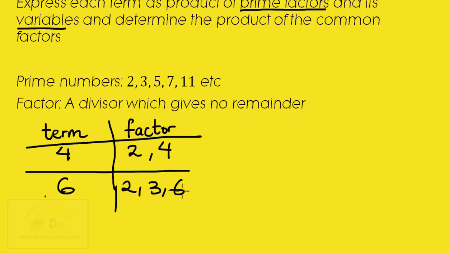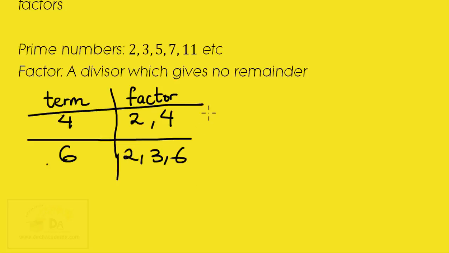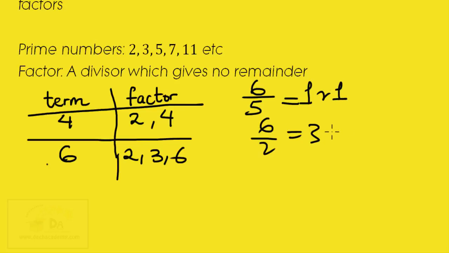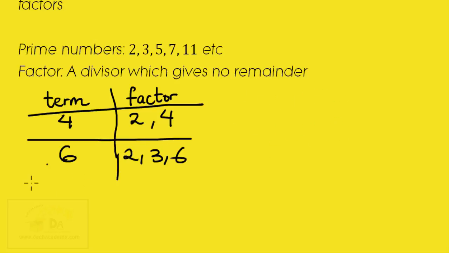For example, if you divided 6 by 5, you would have 1 remainder 1. But 6 divided by 2 just gives 3. There's no remainder. Remainder of 0 or no remainder. So that's what a factor is. So let's go for another one. The number 9 has factors of 3 and 9. 9 divided by 3 is 3. 9 divided by 9 is 1. And that's it for factors.